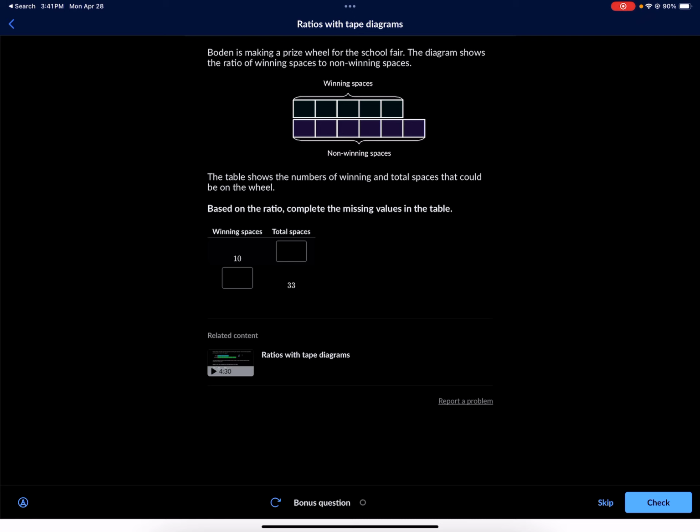Bowden is making a prize wheel for the school fair. The diagram shows the ratio of winning spaces to non-winning spaces. The table shows the numbers of winning and total spaces that could be on the wheel. Based on the ratio, complete the missing values in the table. I'm going to give you guys a little bit to solve this problem, and if you are able to solve this, then good for you. So I'll go ahead and give you guys some time to solve this problem.